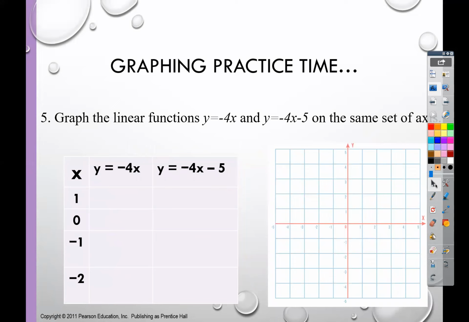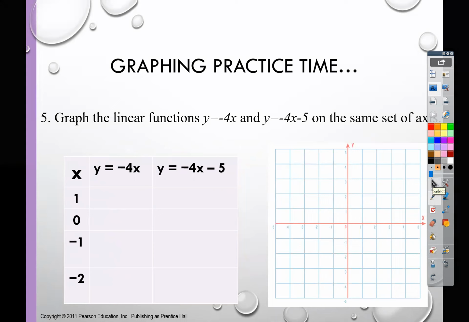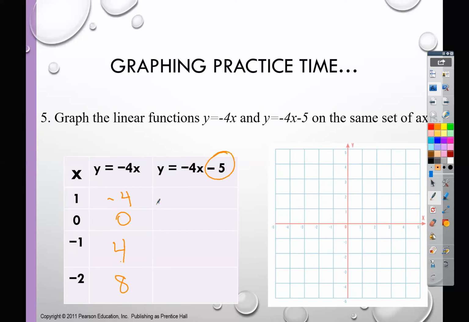All right, so let's do the same thing with this one. Graph the linear functions y equals negative 4x and y equals negative 4x minus 5 on the same axis. Okay, so if I plugged in a 1 for x, y equals negative 4 times 1, I would get negative 4. 0 times negative 4, negative 4 times negative 1, negative 4 times negative 2. Now, if I just subtracted 5 from each of these, I would get negative 9, negative 5, negative 1, 8 minus 5 is 3.